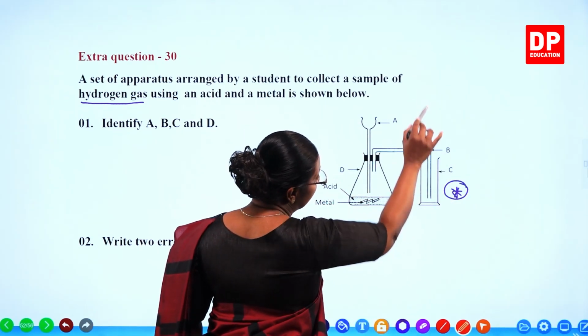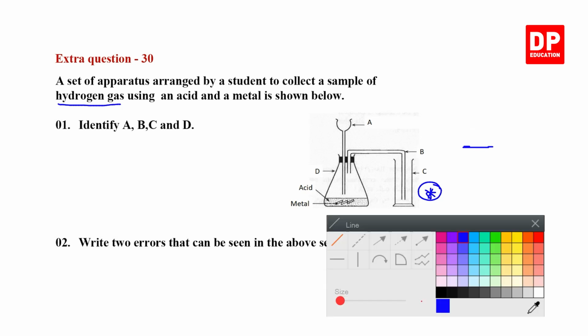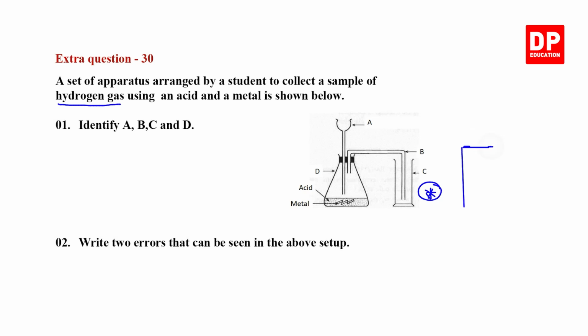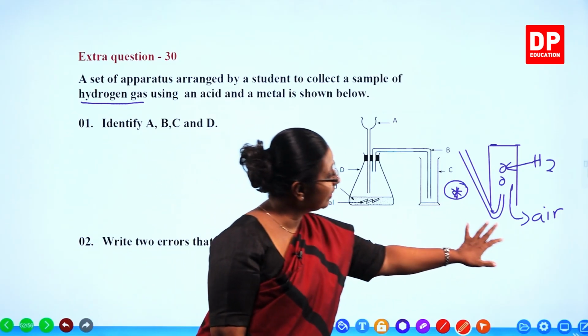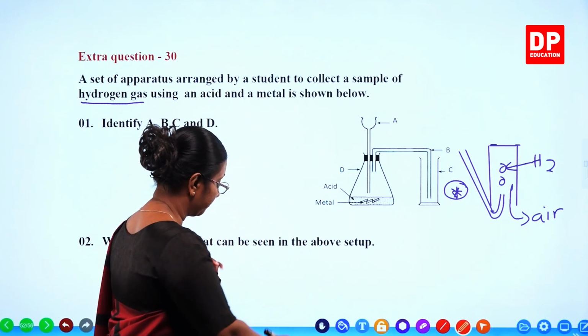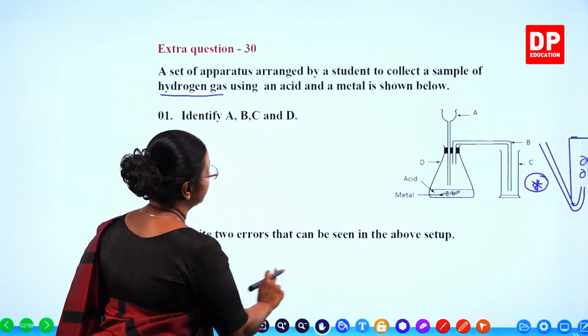It should have been the other way around. We will need to have the gas jar like that, and the delivery tube will be sent in like this through here. So the hydrogen gas will go up, and air will be pushed down or displaced down. So that will be downward displacement of air. So that is how we need to have the correct setup. So then we look at the questions.